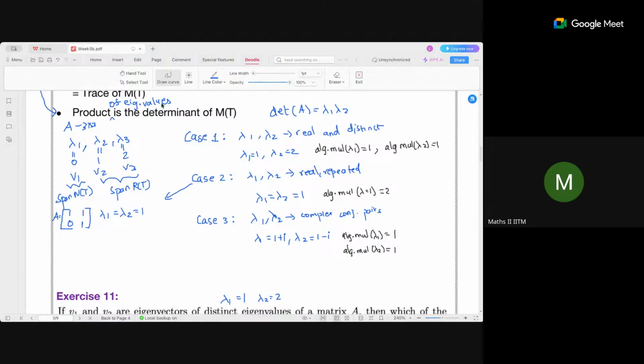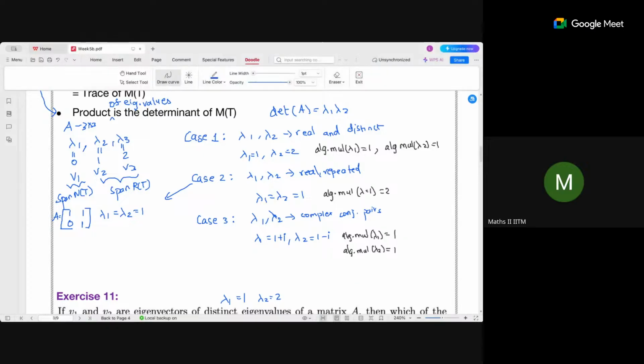What are the eigenvectors corresponding to eigenvalue 1? y is equal to 0. Okay, so are there any other eigenvalues? No, ma'am. Okay, so in that case, you are getting only one linearly independent vector, right?